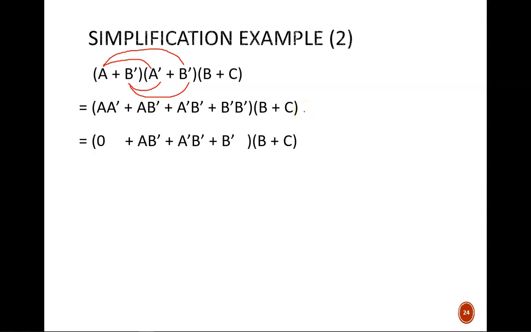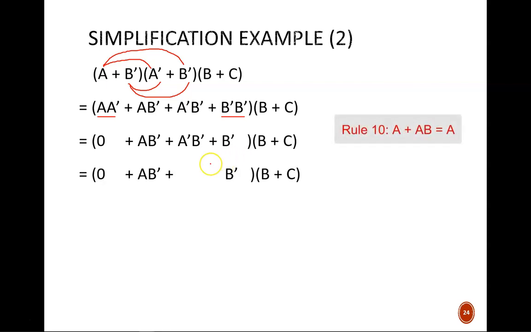Now we can apply some rules. Any literal ANDed with its complement equals 0, rule 8. Any literal ANDed with itself equals itself, rule 7. Those are the only changes in this line. Next, we can apply rule 10. Why rule 10? Because here we see a standalone literal, B prime, being ORed with itself times something else, B prime A prime. So that product term drops out, and we are left with just B prime.